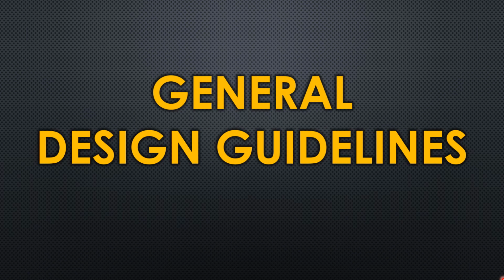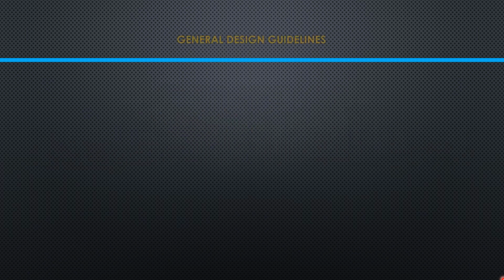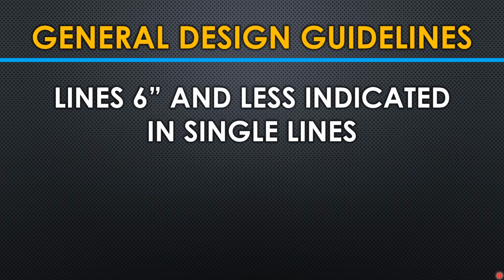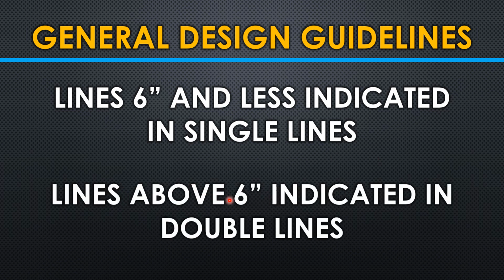Now let's get to understand what are the design guidelines of piping layout, how to prepare the piping layout. Let's start from point 1. In piping layout, generally the lines which are 6 inch and less are indicated in a single line in order to represent them in the piping layout. At the same time, the lines which are above 6 inch are indicated in the double line. I am sorry, it is above 6 inch actually.